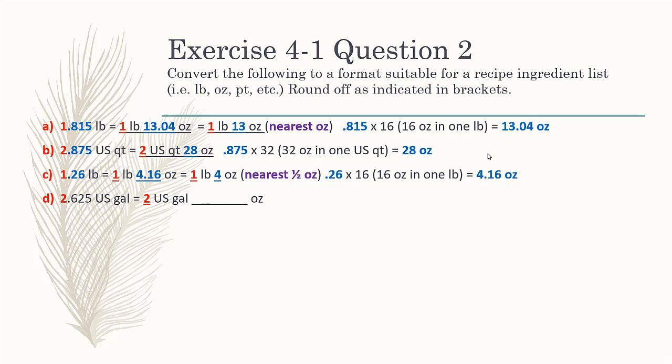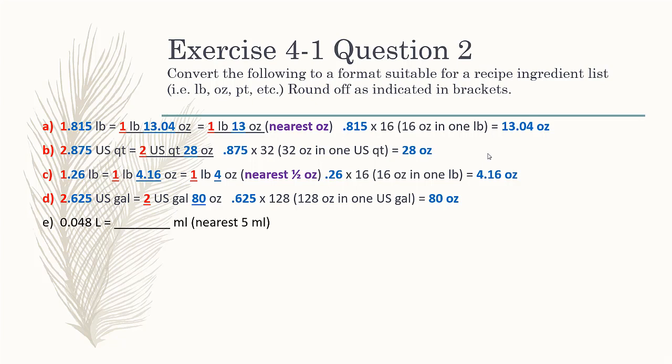The relationship between ounces and US gallons is 128. So we take 0.625 and multiply it by 128, the amount of ounces in a US gallon, and we end up with 80 ounces. So our final answer ends up being 2 US gallons and 80 ounces.